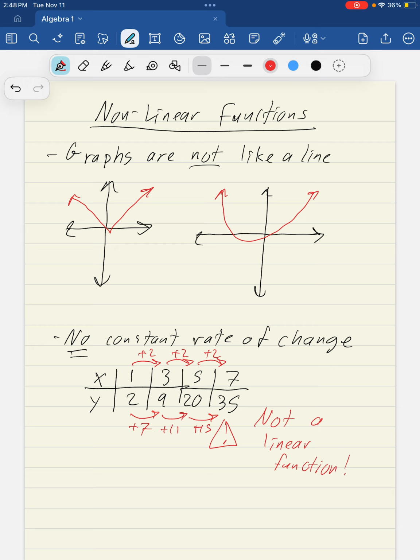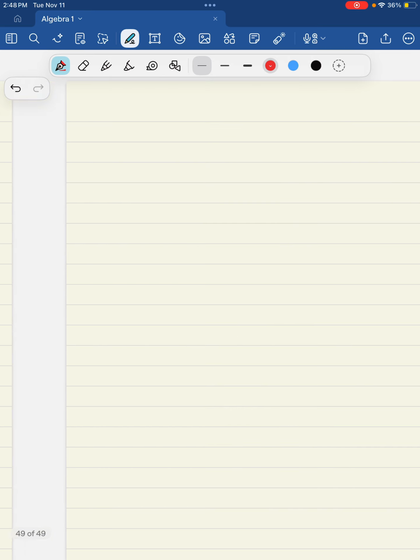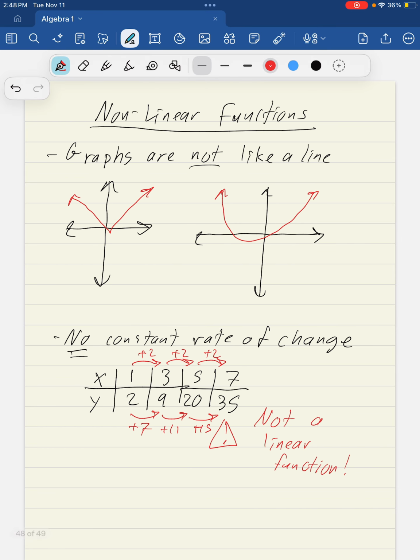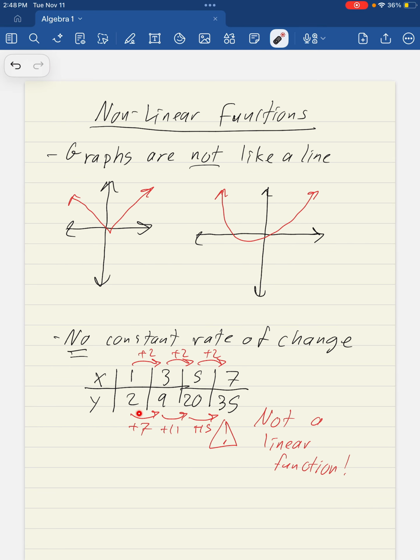And last but not least, one thing to add about this one. You could even have these guys double, like if the rate of change was plus 1, plus 2, plus 4. You can see a double pattern, but a double pattern would still not be linear. That would be a nonlinear function. Your constant rate of change has to be addition or subtraction.